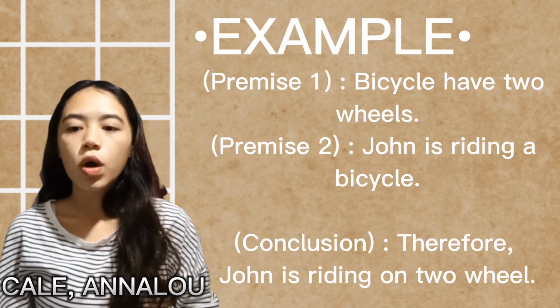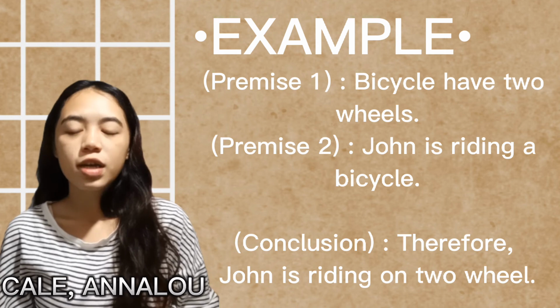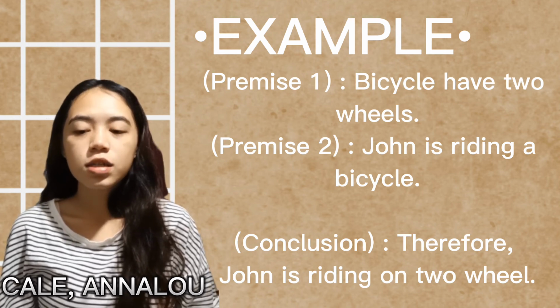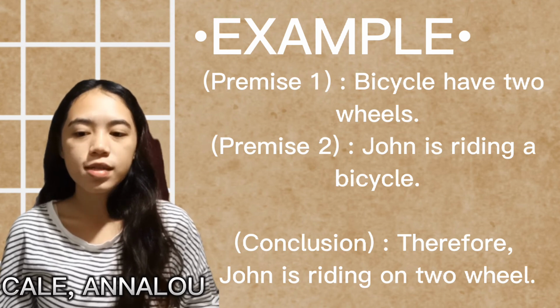So, example, premise 1, bicycles have 2 wheels. Premise 2, John is riding a bicycle. Conclusion, therefore, John is riding on 2 wheels. So if the premises are true, so is the conclusion.